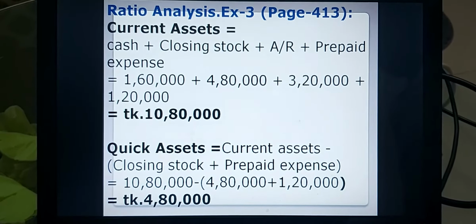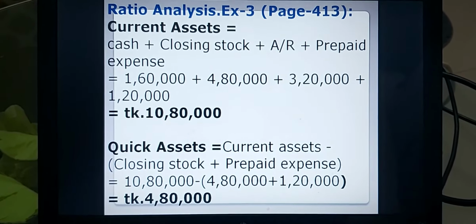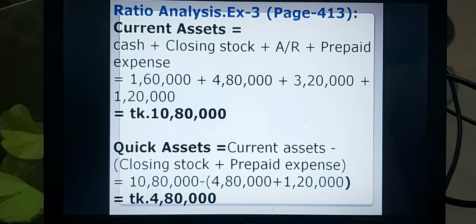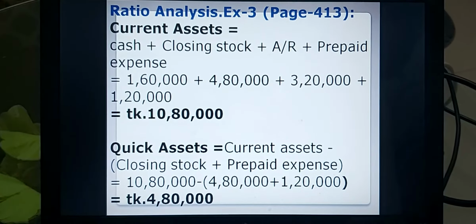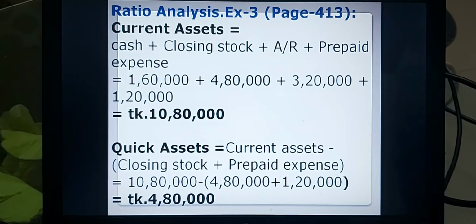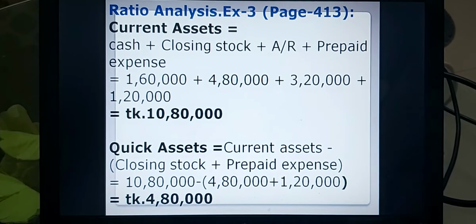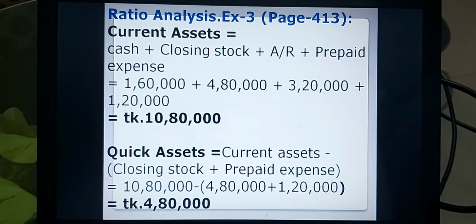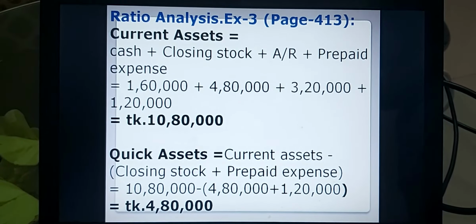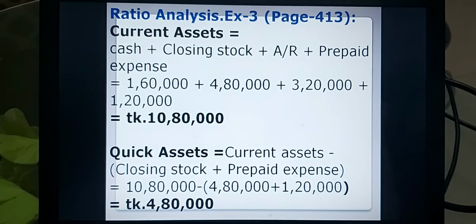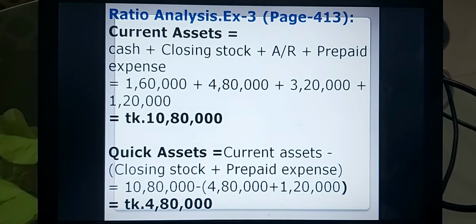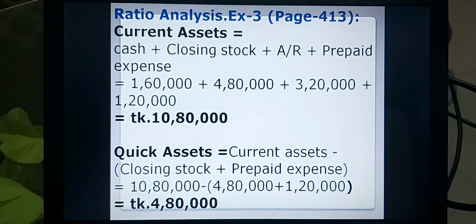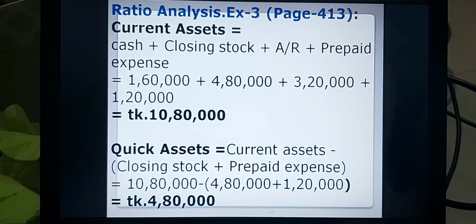You have just solved the current assets. From the above information, current assets is taka 10,80,000. So for the calculation of quick assets, minus closing stock, from the stem we get taka 4,80,000, and prepaid expenses, also to be taken from the stem, 1,20,000. So current assets 10,80,000 minus closing stock and prepaid expenses, total taka 6 lakh, that is the amount of quick assets taka 4,80,000.